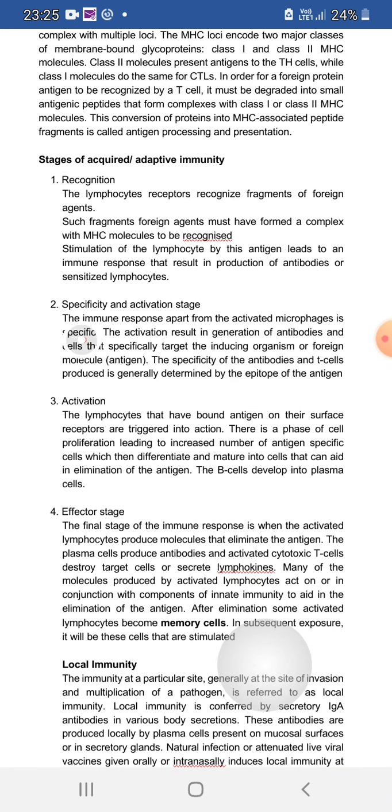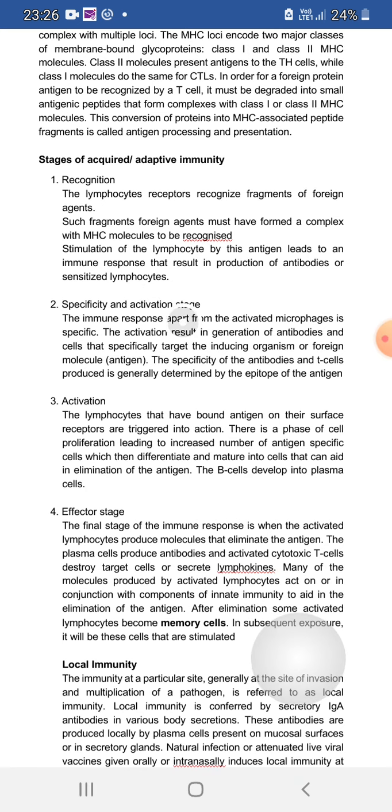Then the second stage is specificity. The reaction to this antigen is specific. So the antigen that activates an immune cell will be destroyed by such immune cell and not other immune cells, or such immune cell will not destroy any other antigen. So if they produce antibodies or sensitized cells, they will not react against any antigen other than the one which has activated them.